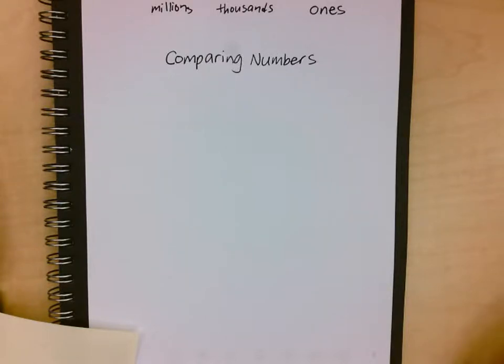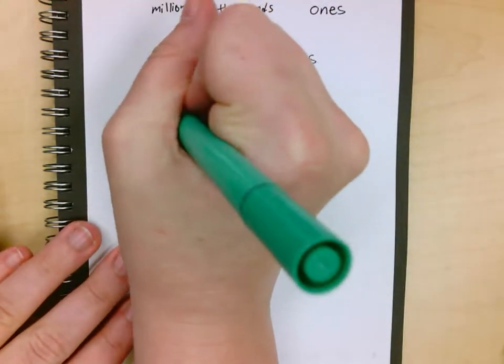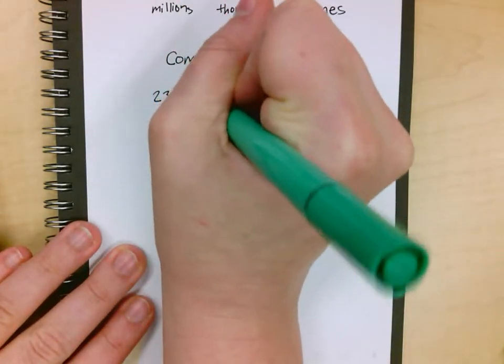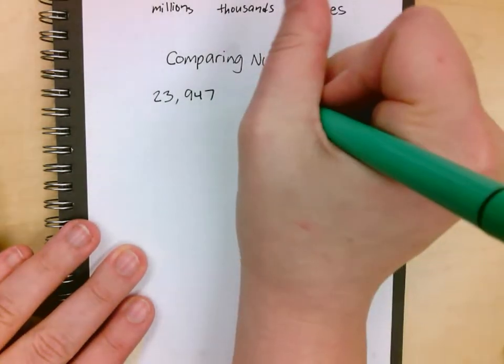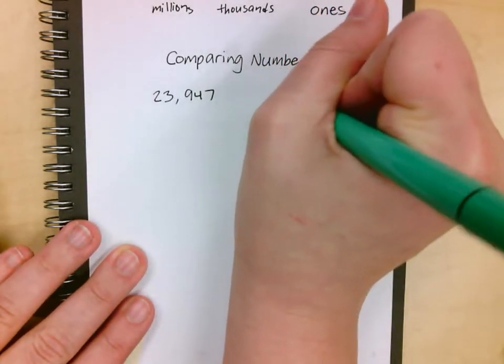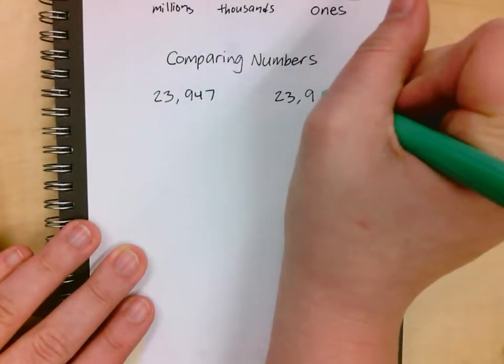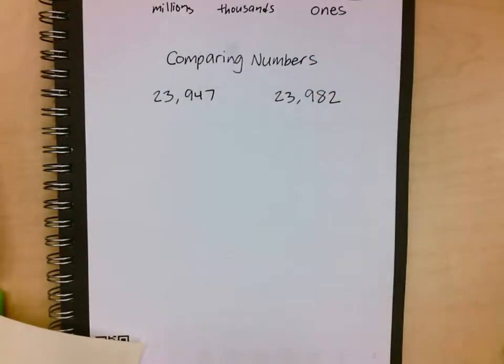The way that we compare large numbers is the same as we do when we are comparing smaller numbers. And you could do it in two different ways, up and down or looking sideways. So if we have two numbers that we want to compare, if we have 23,947 and we want to compare it to 23,982, we could look at these two numbers.